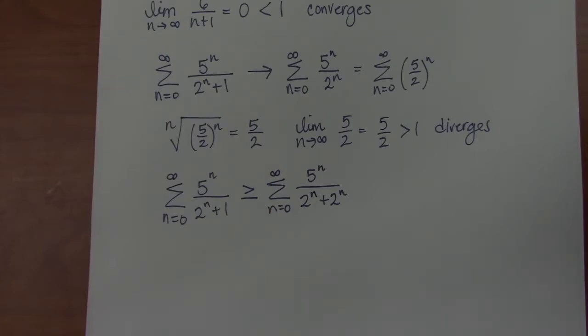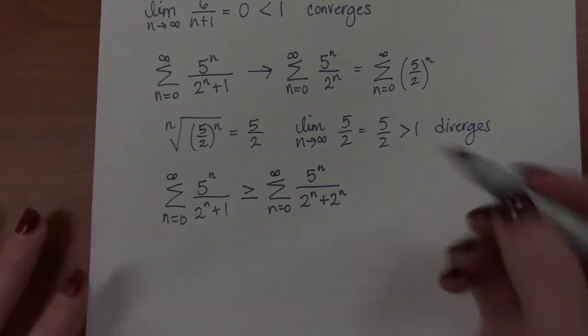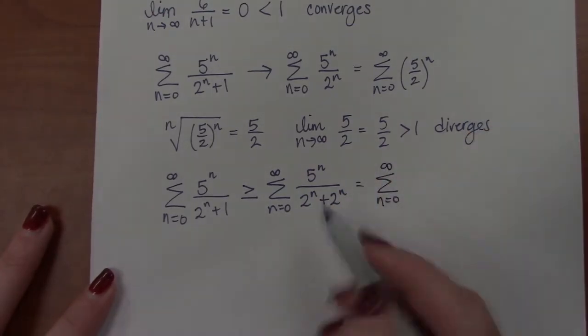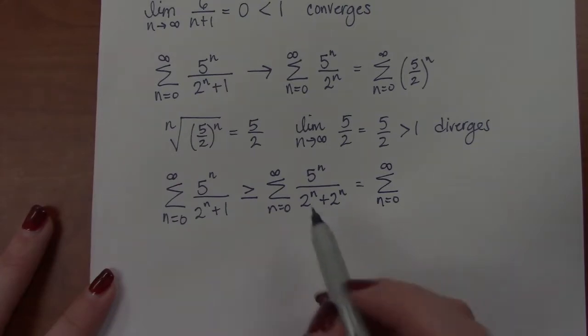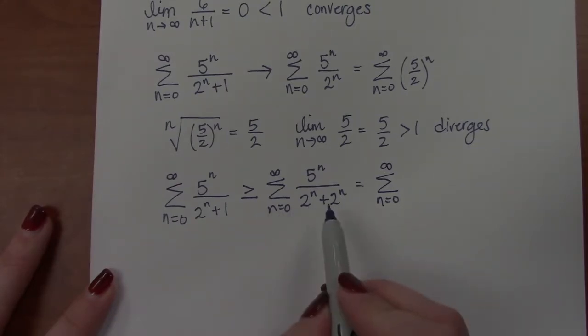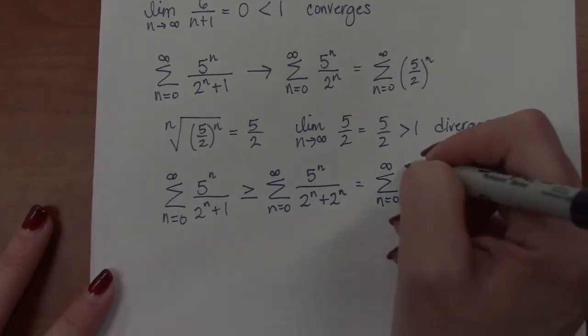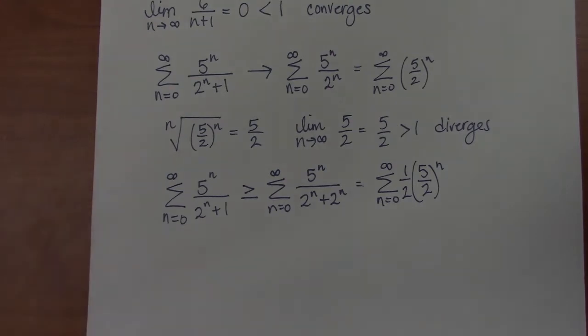So I still am keeping it where the numerator is bigger than the denominator, so it's still got that same kind of form, but now I've got something that I can reduce. And if you do 2 to the n plus 2 to the n, it's 2 times 2 to the n. It is not 4 to the n, okay? So this is really 5 over 2 to the n times 1/2. So this is also a geometric series where r is greater than 1. So I could use the geometric series and say, by the geometric series, this diverges. It's smaller than this, so this also diverges.